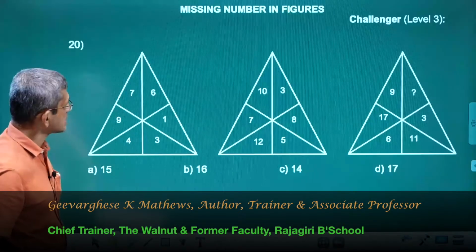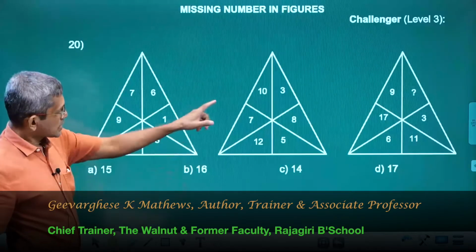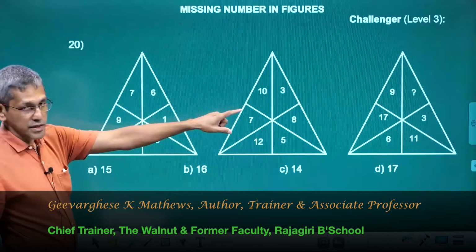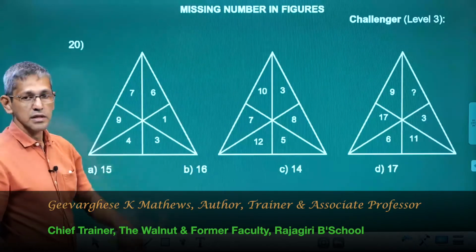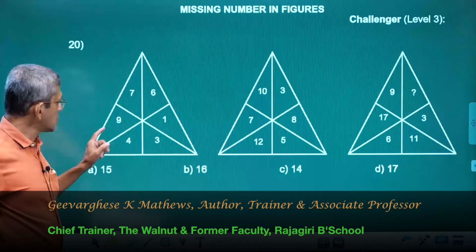So what kind of pattern do we have here? 7 and 6, 9 and 1, 4 and 3. Next one, 10, 3, 7, 8, 12 and 5. And the last figure, we have a number missing over there. There is a question mark. So try that. Relatively simple question. It's not that challenging.